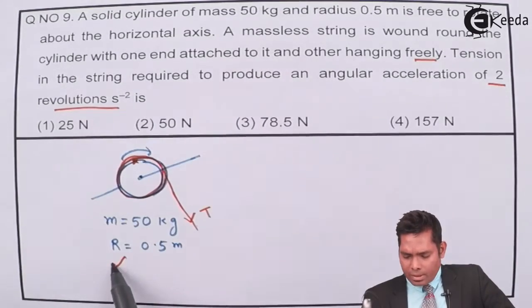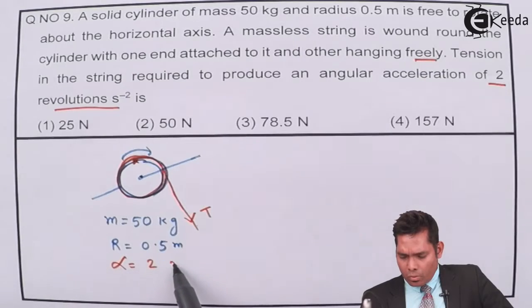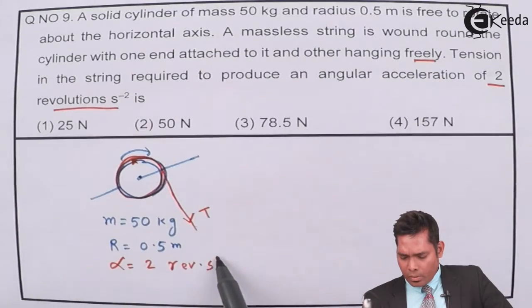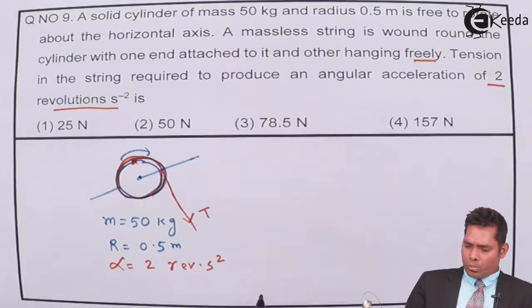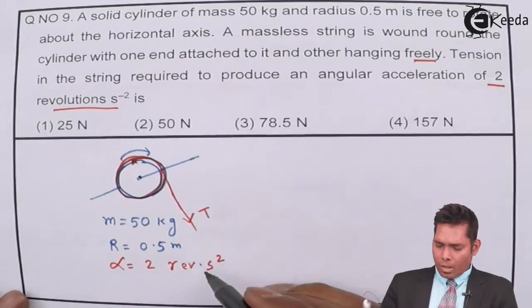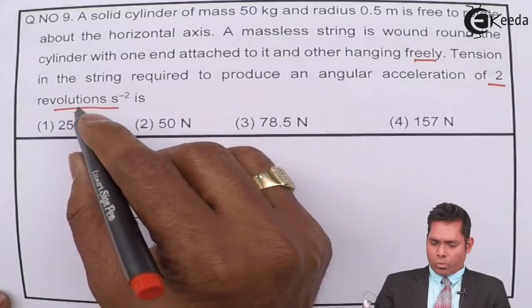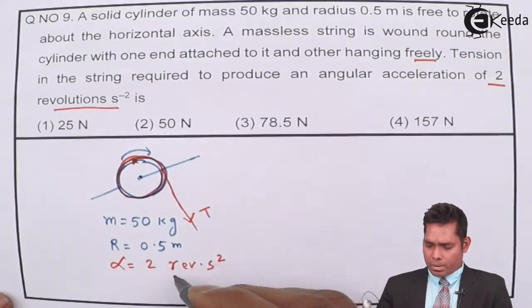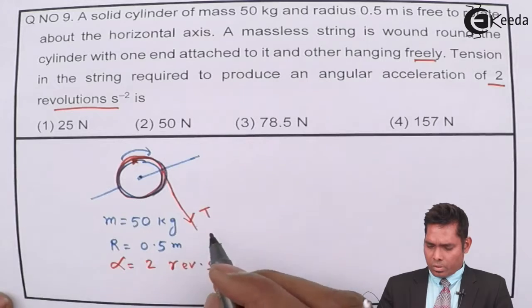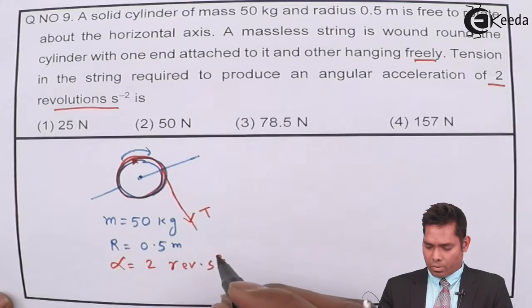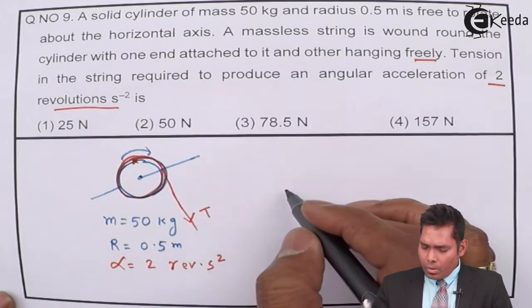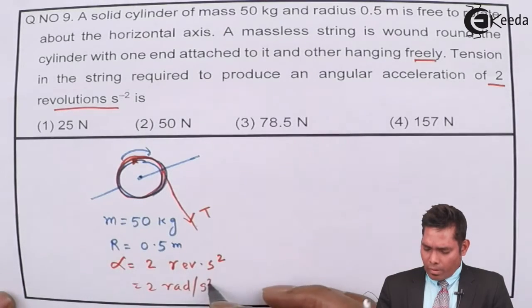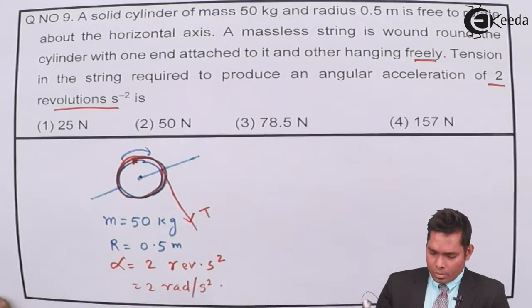So the alpha that is given is 2 revolutions per second square. It should be 2 radian per second square. It should not be 2 revolutions per second square. Anyway, it's 2 radian per second square. Okay.